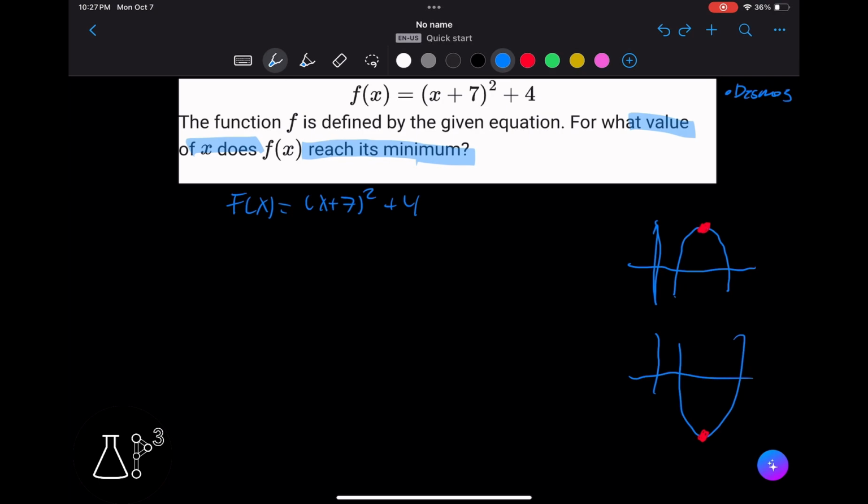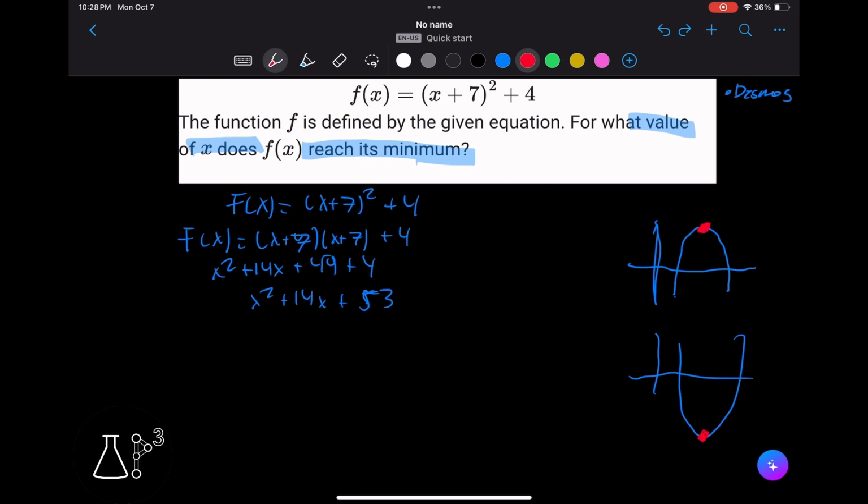So what I'm going to first do is expand this whole equation, and you'll see why. f of x equals (x plus 7) times (x plus 7) plus 4. If I FOIL, I get x squared plus 14x plus 49 and then plus 4. Combining like terms, I get x squared plus 14x plus 53. And they're asking when f of x reaches its minimum. I'm sorry, it says minimum, so you use this graph. That's my mistake. Sorry, I thought that was a max.